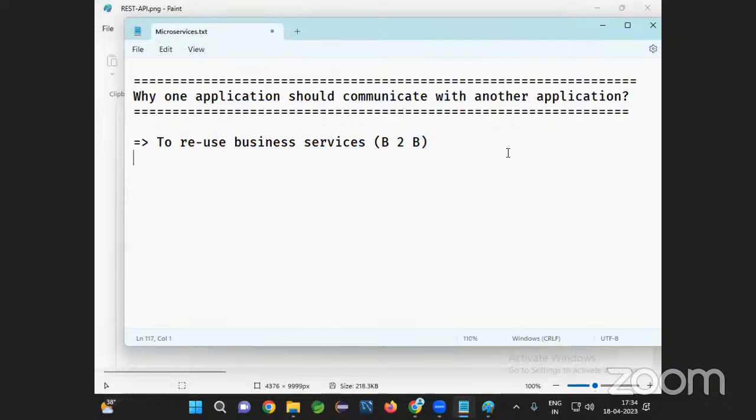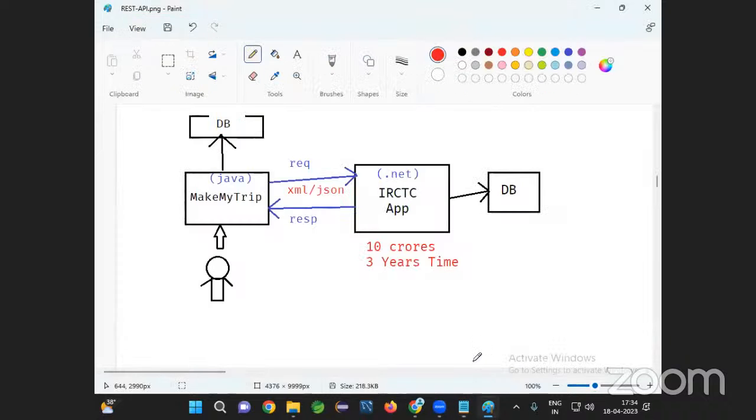Now, why should one application communicate with another application? To reuse the business services. What is the meaning of reusing the business services? Whatever our requirement is, if somebody has already developed it, we need not spend the time and money. Let us reuse that by having a business dealing, B2B communication.